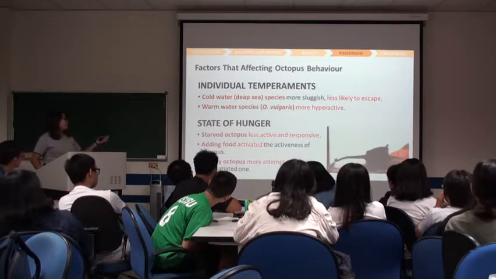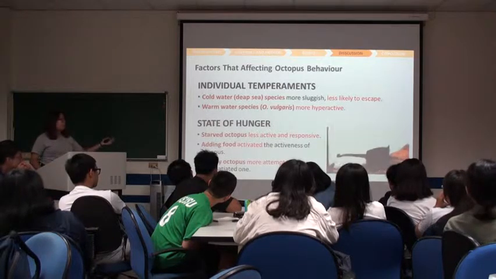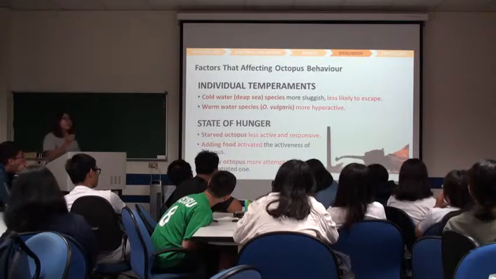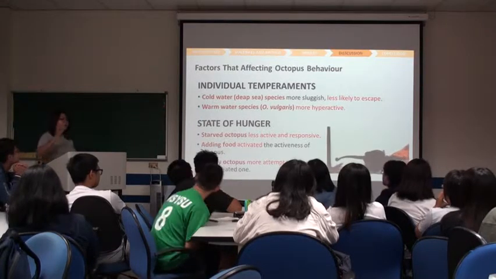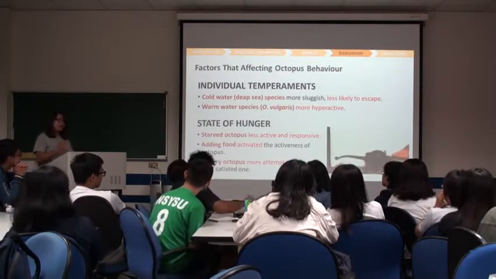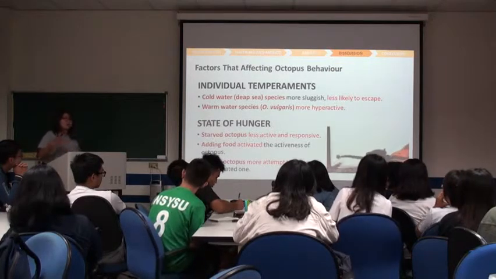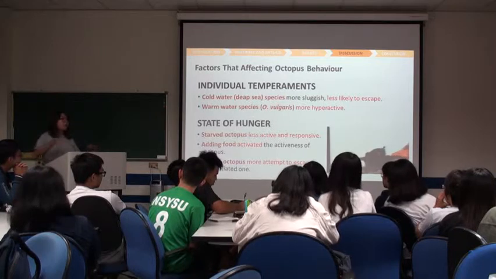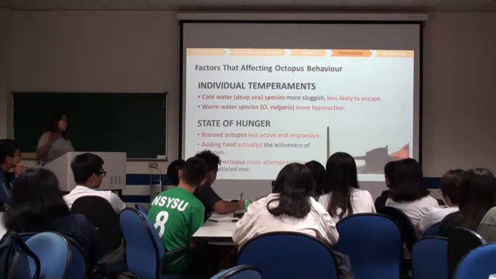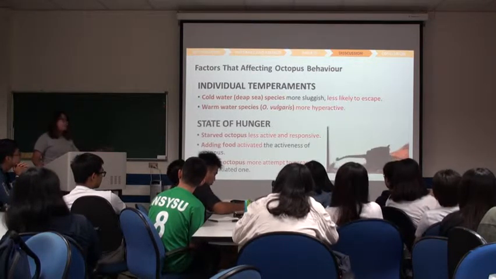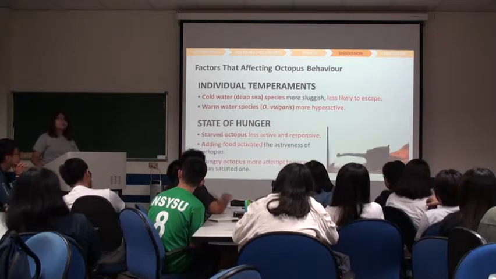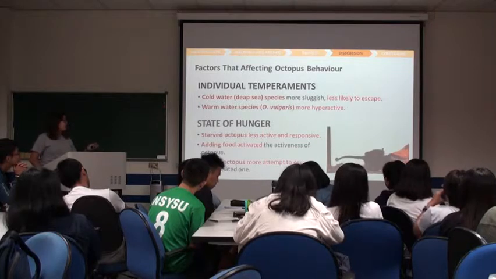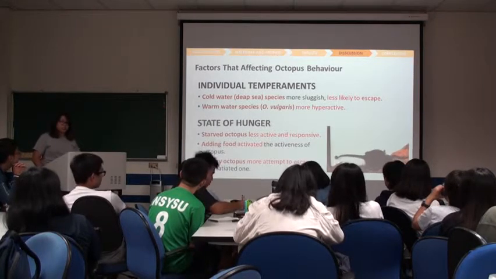And the next one is that hungry octopus are more likely to attempt escape than satiated ones. Hungry and starved are different. Starved means very, very hungry, while hungry is just like, oh, you suddenly want food. So hungry octopus will try to walk up and escape to search for food, more than those who are already full. This is why hungry octopus are more likely to escape than starved octopus.